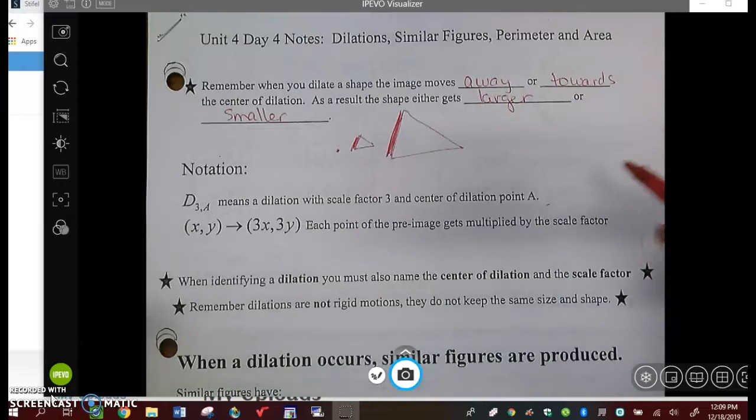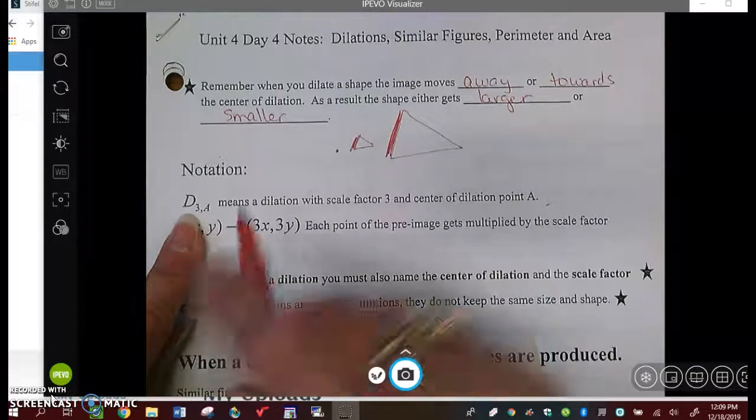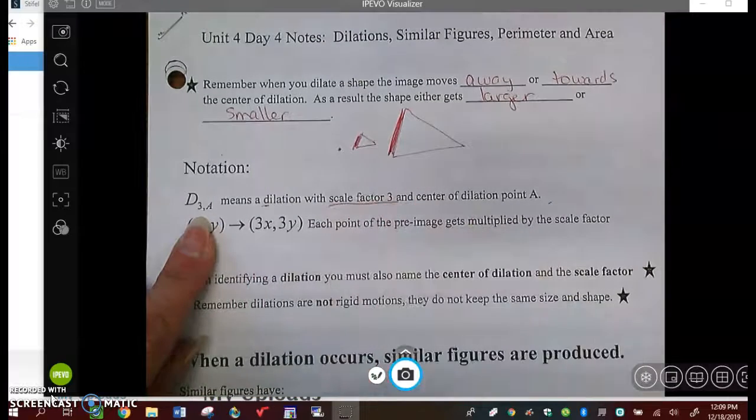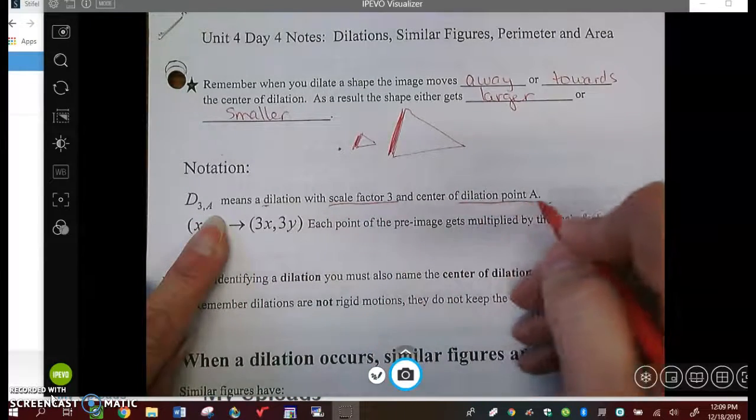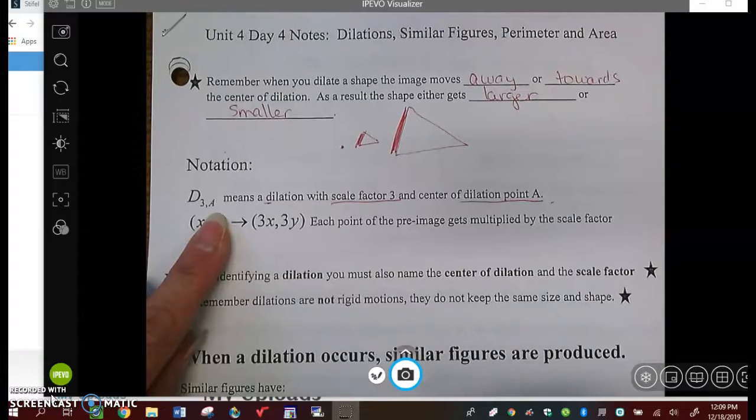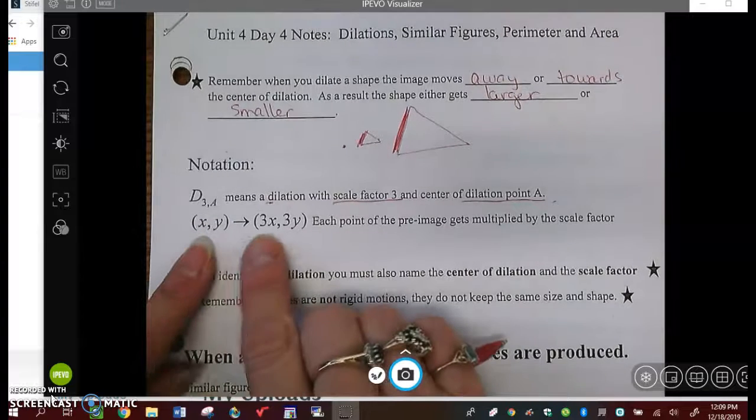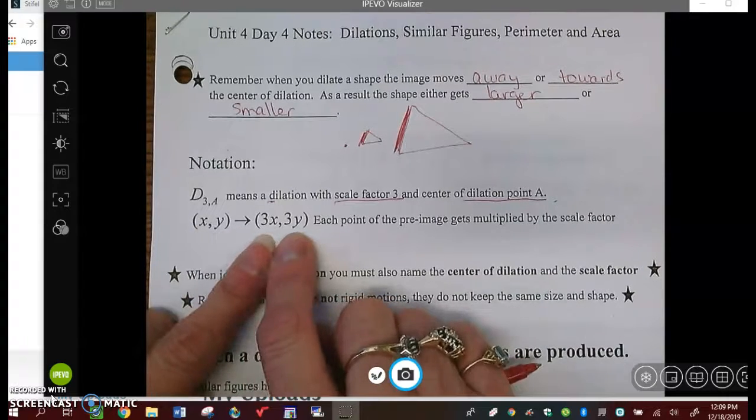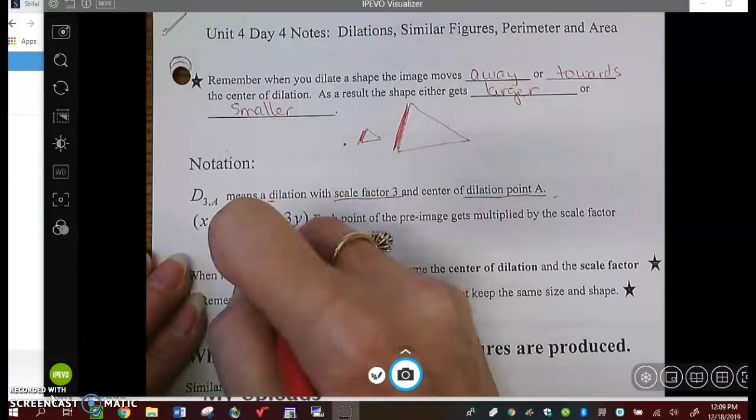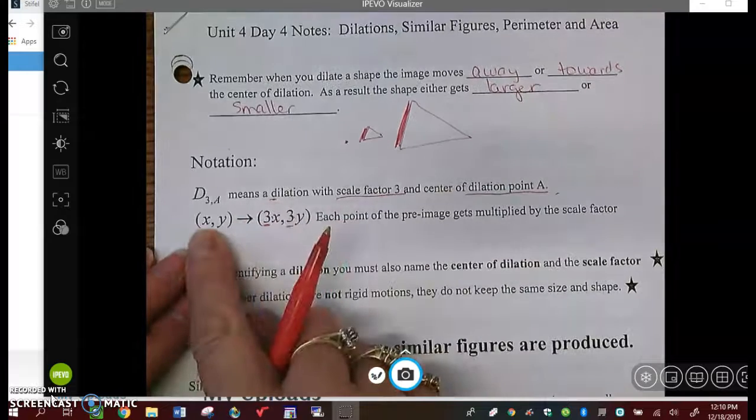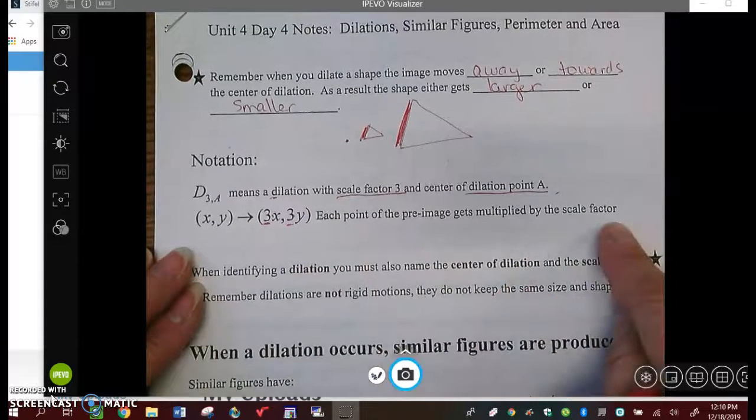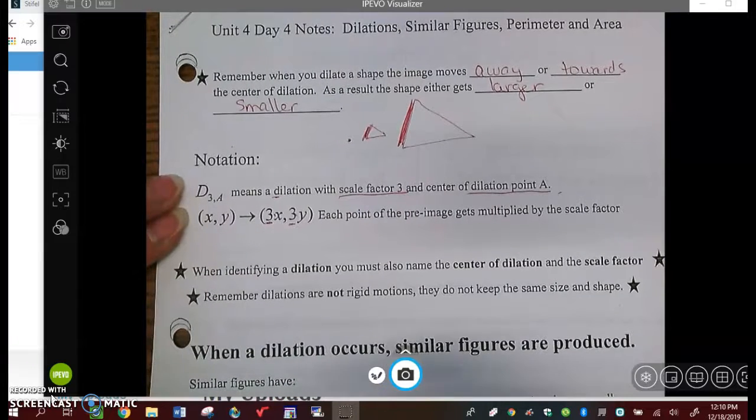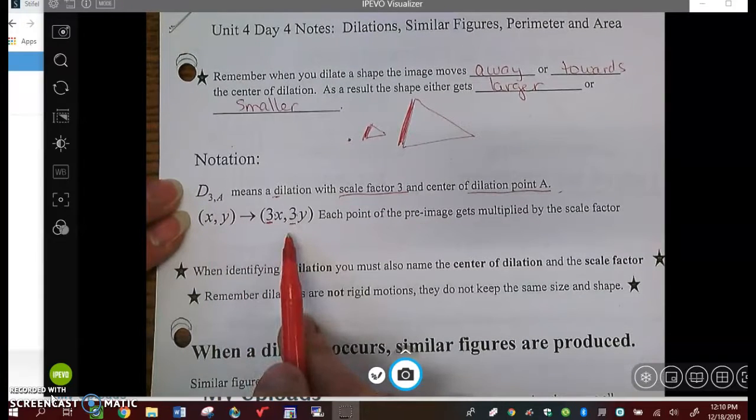All right, there is certain notation for dilations. Capital D stands for the word dilation. There are two subscripts. One of them will be a number, that's going to be your scale factor, and the other one is going to be a letter that is your center of dilation. Another way to write a dilation in notation is to give a coordinate and tell you what that coordinate is going to. You're going to recognize it's a dilation because you are multiplying both the x and y coordinate by the scale factor. And in this case, the scale factor was 3. So there's two different ways you could talk about a dilation in terms of notation.